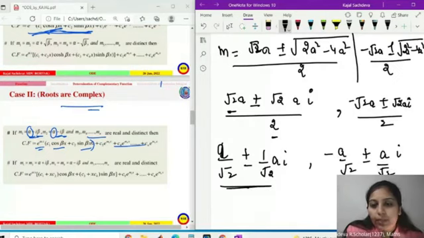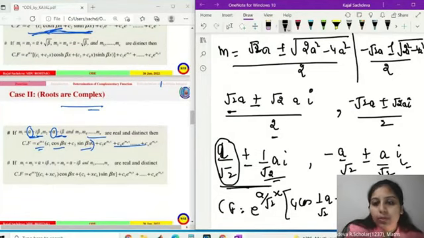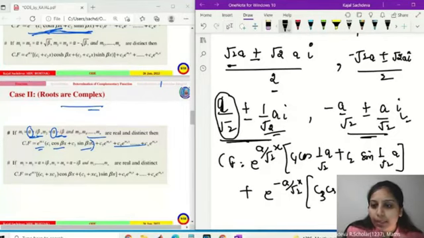So firstly write these roots for the equation. CF is equal to e^(a x/√2) [c1 cos(a x/√2) + c2 sin(a x/√2)]. And similarly we can write the solution for the other pair: plus e^(−a x/√2) [c3 cos(a x/√2) + c4 sin(a x/√2)], using c3 and c4 now because c1 and c2 have been taken already. So we have the required solution of the given equation.